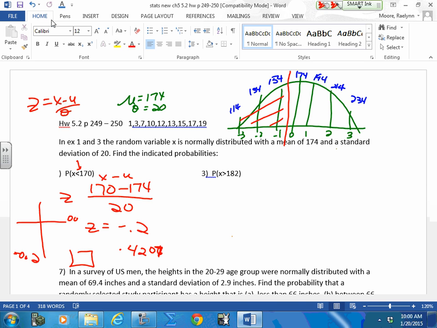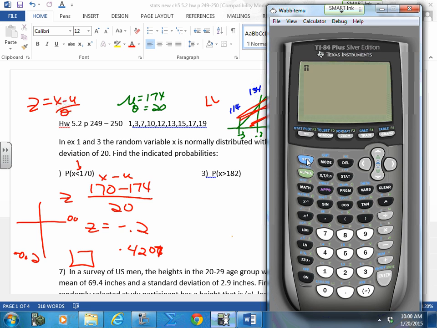Yes, right? Now, if you're going to use your calculator, this is your upper limit. Look where you're going from, your lower limit to your upper limit. Again, you're going to set negative 999 as your lower limit. You'll never hit negative 999, and we don't want to. My upper limit says stop at 170. Your mean is 174, and your standard deviation 20. And you'll get the same thing.